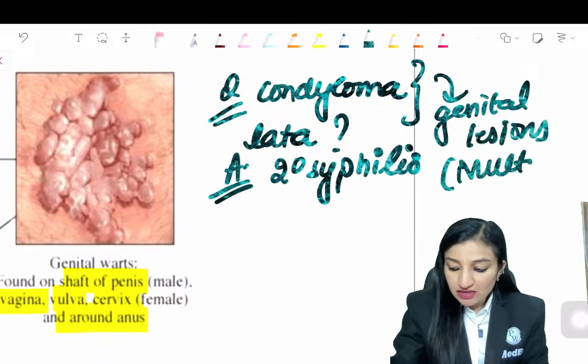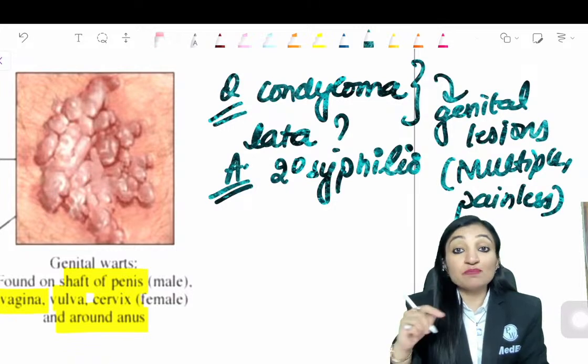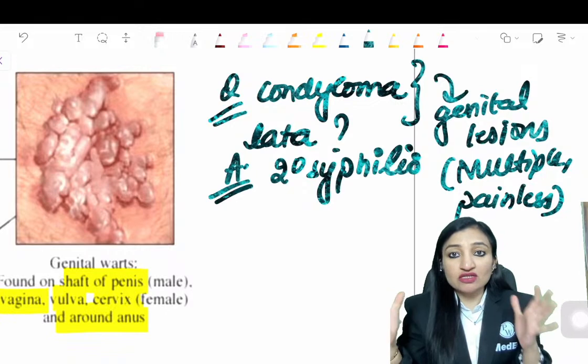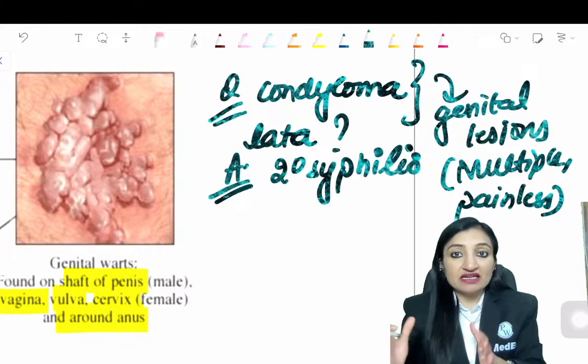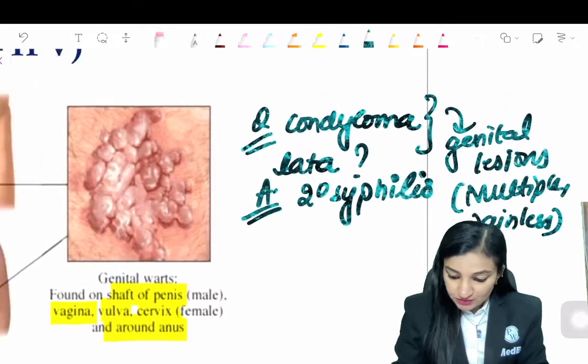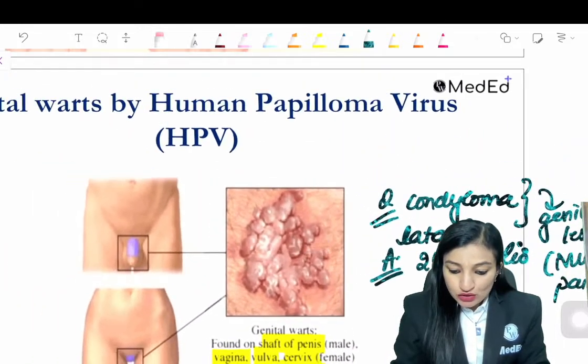These are multiple painless genital lesions. In primary syphilis, you get a single painless genital lesion. In secondary syphilis, which is a generalized infection, there are multiple painless genital lesions known as condyloma lata. Okay, good.